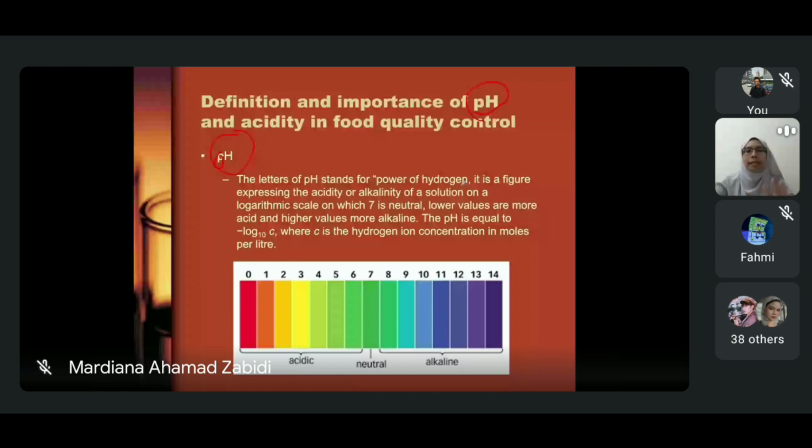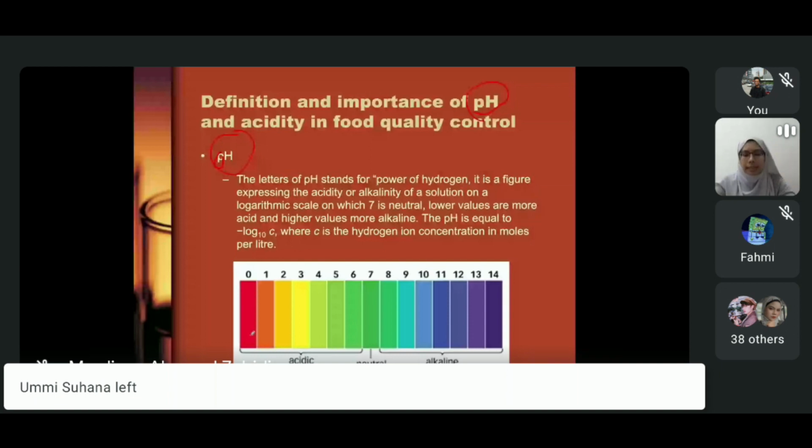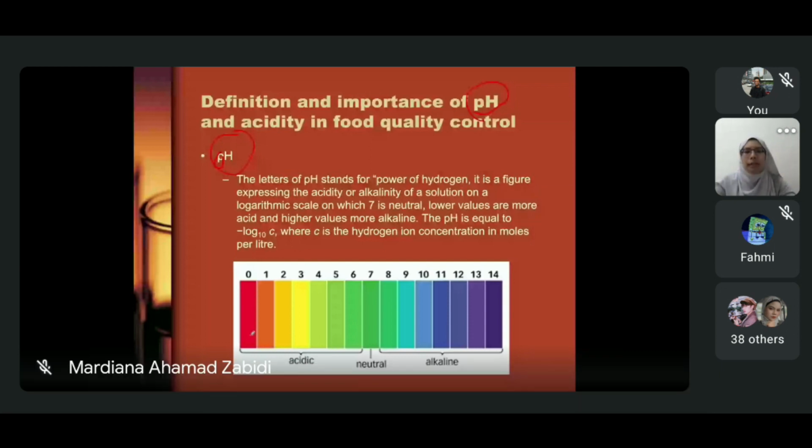So nampaknya tadi kan saya ada mention pasal test strip tu kan? Test strip tu dia memang akan ikut color, this kind of color. Kenapa tadi saya mention about green color? Green color when the chlorinated water is being used. Contoh, chlorinated water is being used to wash for vegetables.